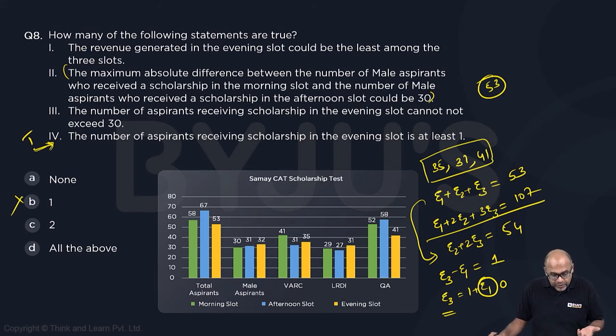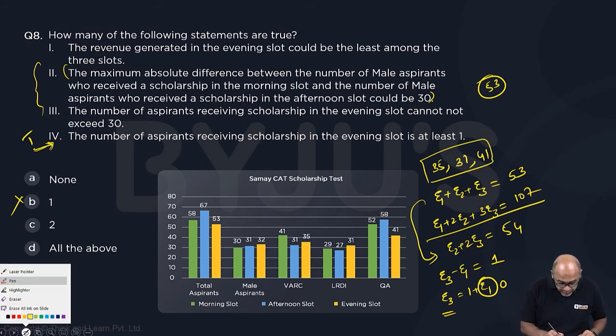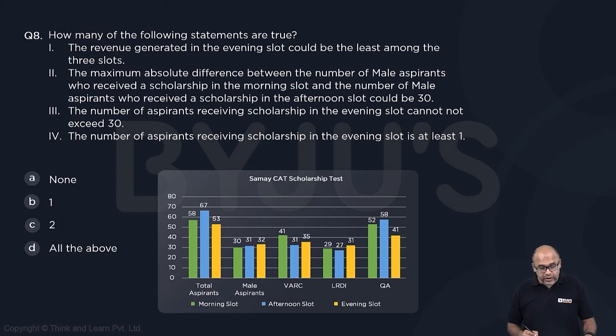Okay, or it could be option A also. So let's see 2 and 3 also. We'll have to verify for 2 and 3. So as of now, we got first and fourth to be wrong. If first and fourth is wrong, then let's take a look at third. The number of aspirants receiving scholarship in the evening slot cannot exceed 30.